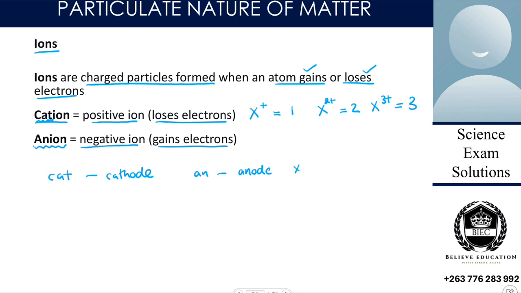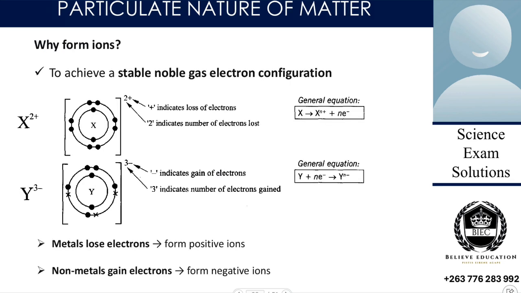You look at this primarily when you study more on the topic of electrolysis. So for foundation you have to understand what an ion is: if it gains electrons, it's an anion, and if it loses electrons, it's a cation, a positive ion. And then let's go further.